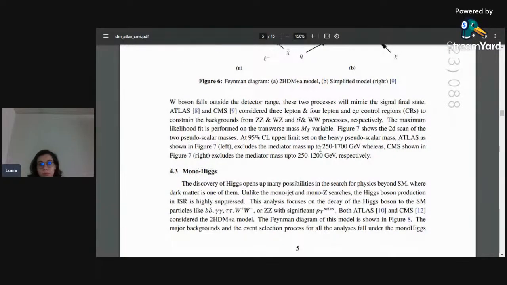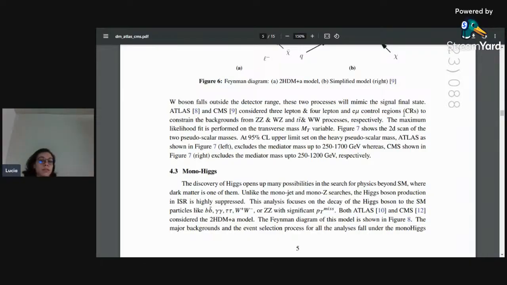So, in this case, they talk here about the main backgrounds from ZZ and WZ, and also top pair and WW processes. It's a good thing to say. They say many things, many times here, about control regions and signal regions.